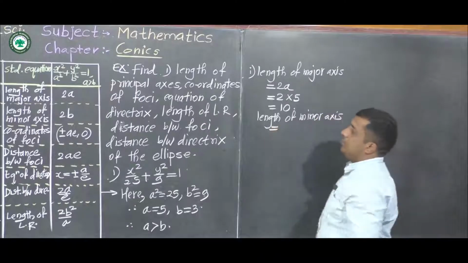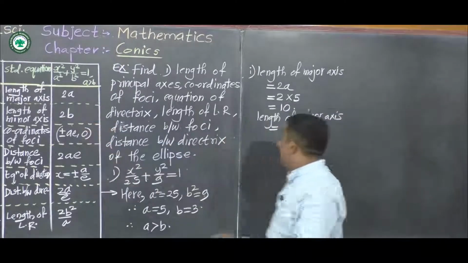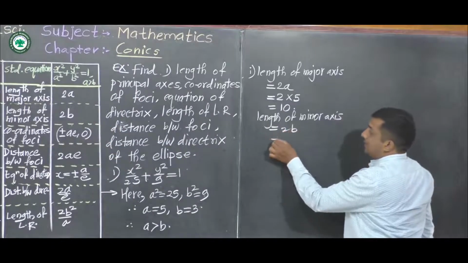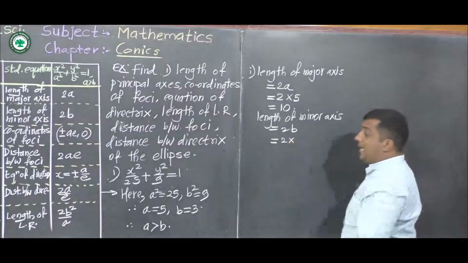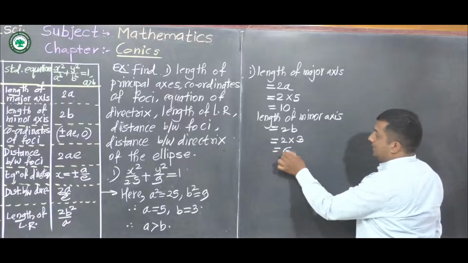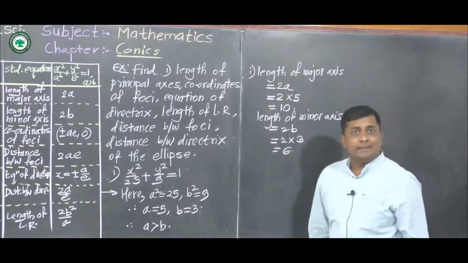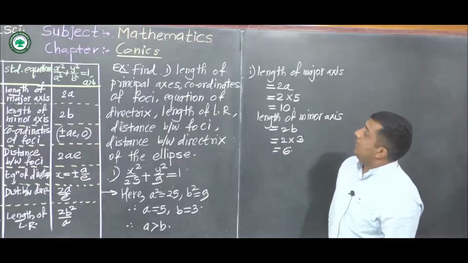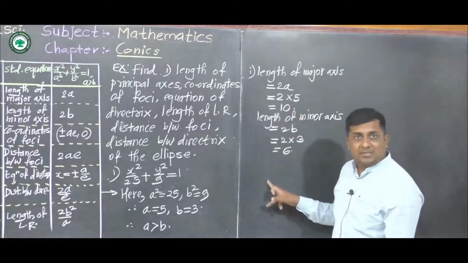Here is 2b. So this is equal to 2 into b. We know b is 3. So 2 into 3 is 6. So we find the length of the principal axis.